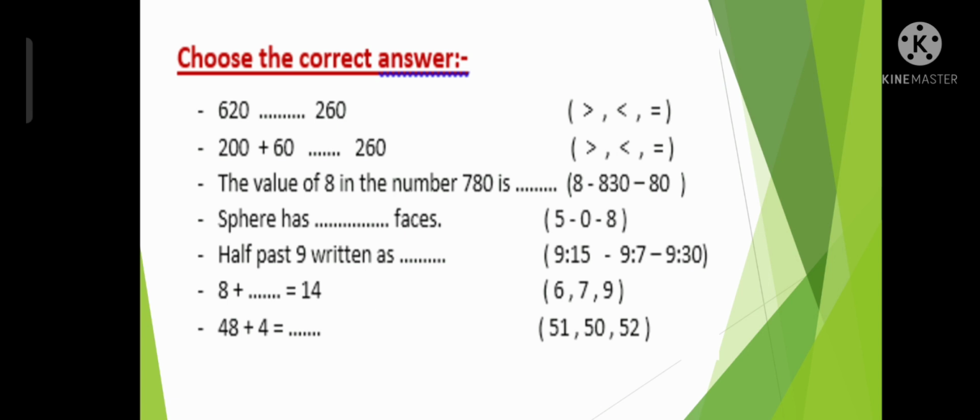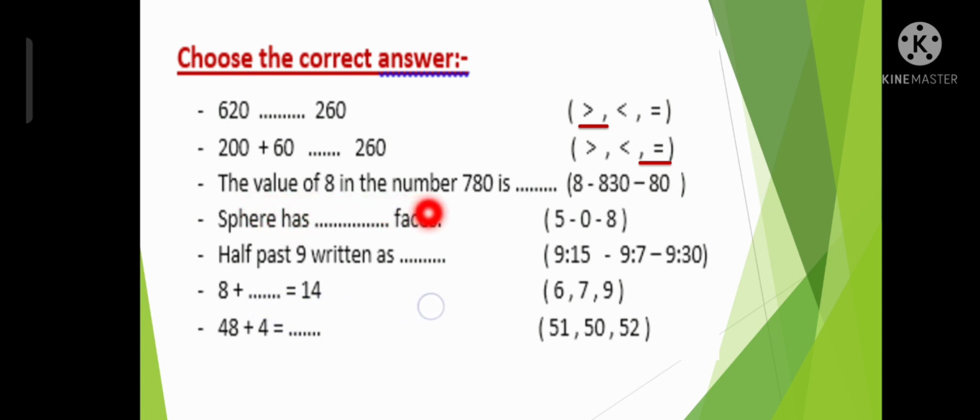The second question, choose the correct answer. The first one, 620 and 260. The two numbers have three digits: ones, tens and hundreds. So look at the hundreds place. We have 6 in the hundreds place and 2 in the hundreds place. 6 is more than 2, so 620 is more than 260. The second one, 200 plus 60 and 260. 200 plus 60 equals 260, the expanded form for 260. So the two numbers are equal.